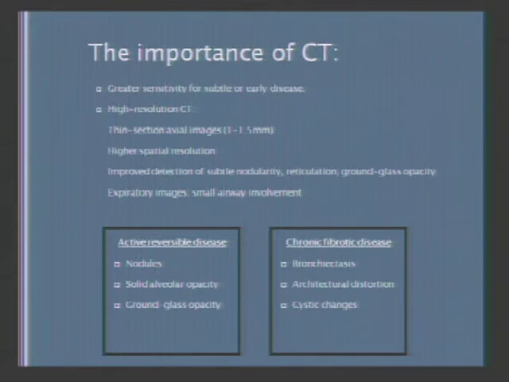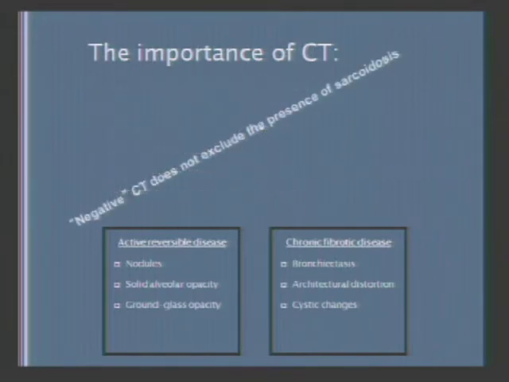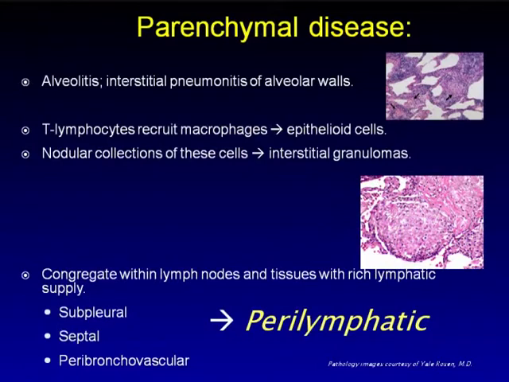One of the greatest advantages is really to be able to assess active, reversible, or treatable disease like nodules, lung consolidation, and oftentimes ground glass, in comparison to chronic, fibrotic, or irreversible, basically non-treatable disease, which is bronchiectasis, architectural distortion, or perhaps cystic changes. And again, it's important to note that a negative CT doesn't exclude the presence of sarcoid, unfortunately.